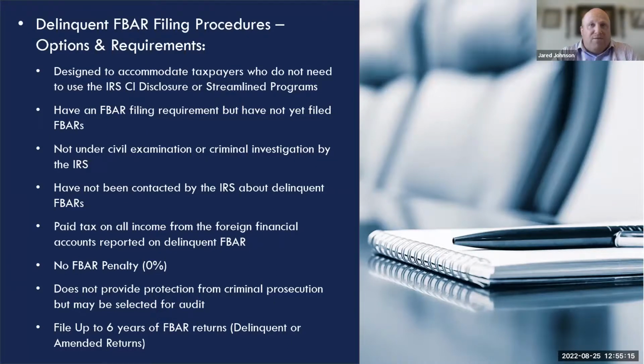It's very minimal, cost-wise, for us to help if you qualify for this. There's no penalty. You just file those delinquent years. The requirements are you can't be under civil examination or criminal investigation by the IRS, and you've never been contacted by the IRS about delinquent FBARs. And obviously that you've paid all the tax on the income from those assets. So it's really an easy program.